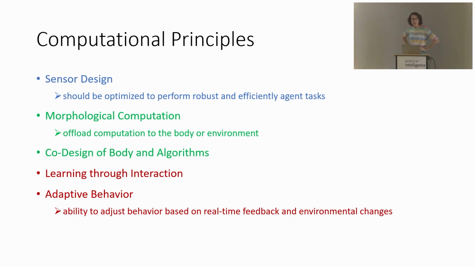And then the third thing we learn through interaction, that should be a principle of embodied cognition. And there is adaptive behavior. We adjust our behavior based on real-time feedback and environmental changes. But definitely perception and action have to be coupled, and we learn from perception, we adjust our actions.